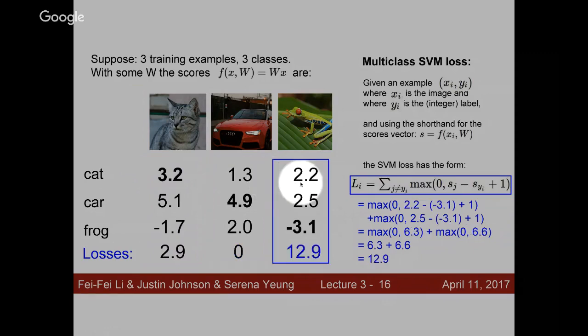And for the final one, we already knew this was not very good to start with because the correct class is negative, and both of the other ones are positive. So here we get the max between 0 and 6.3 and the max between 0 and 6.6. That's a pretty bad loss of 12.9. So our overall loss would be 2.9 plus 0 plus 12.9 divided by the number of images, 3.